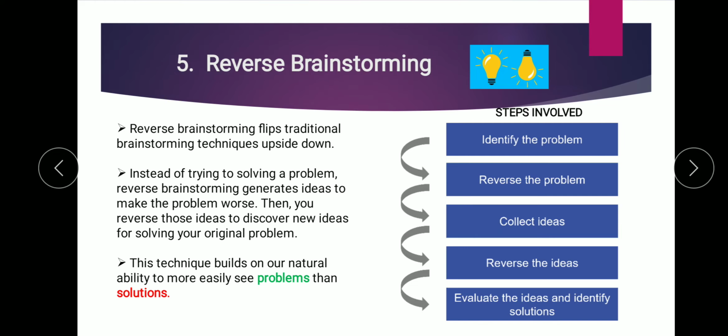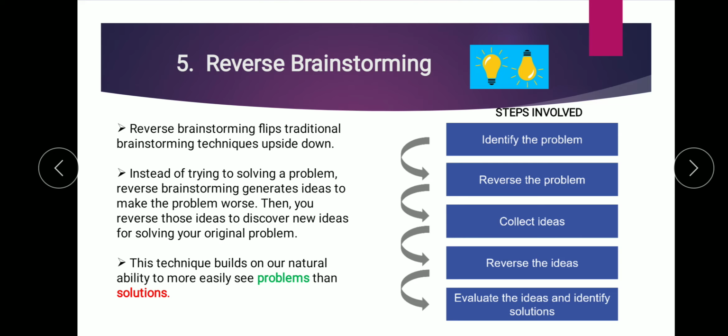The fifth approach is reverse brainstorming. Instead of starting with the problem and ending in the solution, you can start the reverse brainstorming session where you start with the solution and you go up to the problem. So it flips the traditional brainstorming technique upside down. Instead of trying to solve a problem, reverse brainstorming generates ideas to make the problem worse. Then you reverse those ideas and solve the original problem.